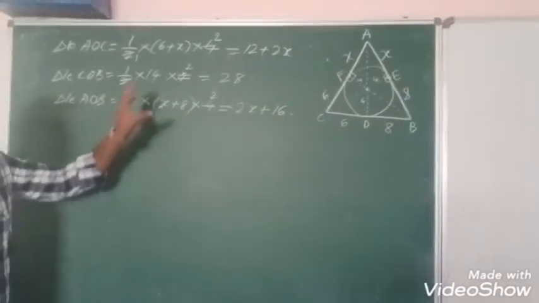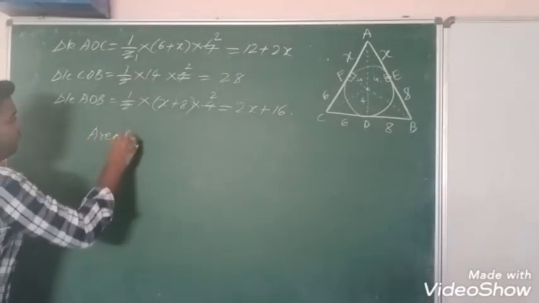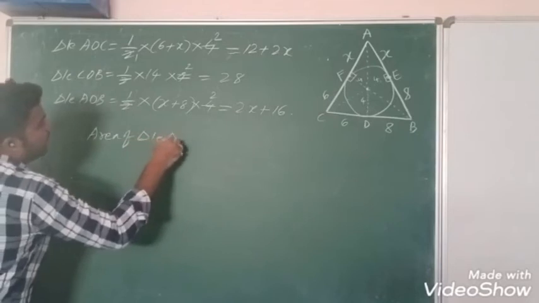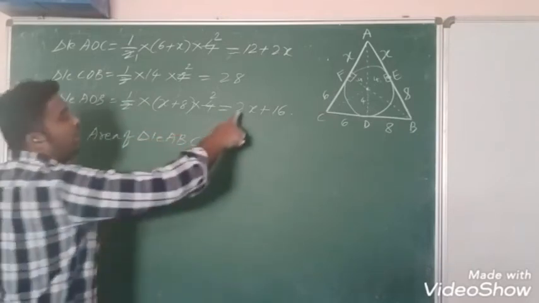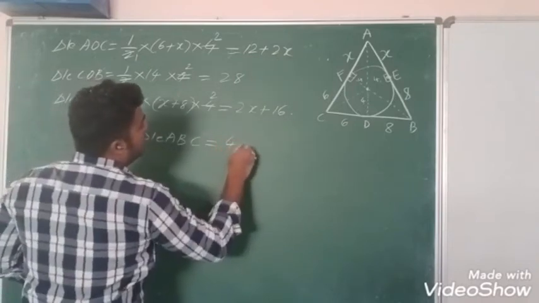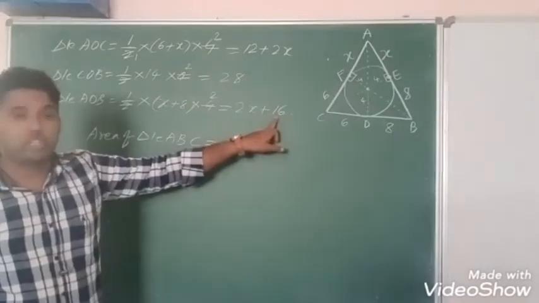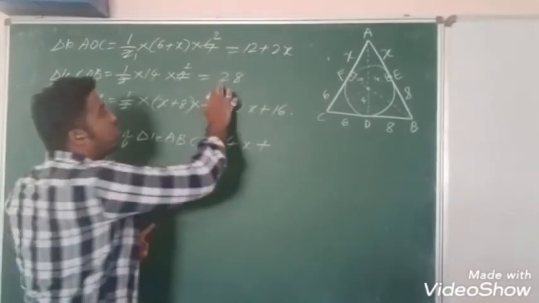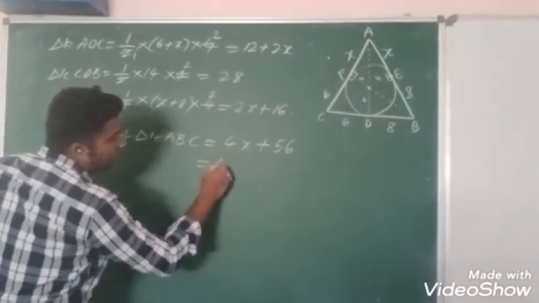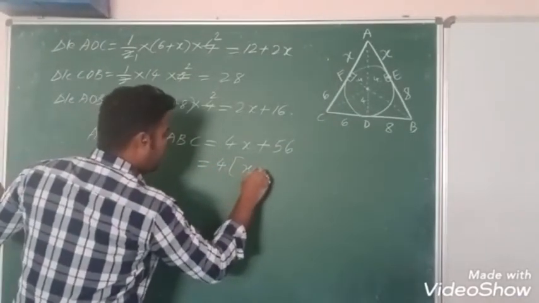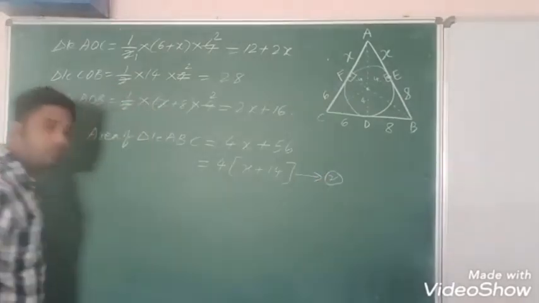So overall, the triangle's area also I have to add below. Area of triangle ABC is equal to, you can add there itself, 2x plus 2x is nothing but 4x, plus 16 plus 28, plus this 28, which is nothing but 56. Here we can take 4 as common: 4 in the bracket, x plus 14. This I can call equation number 2.